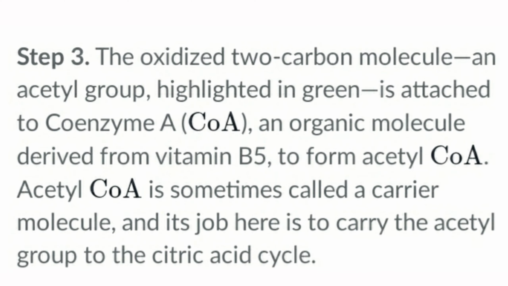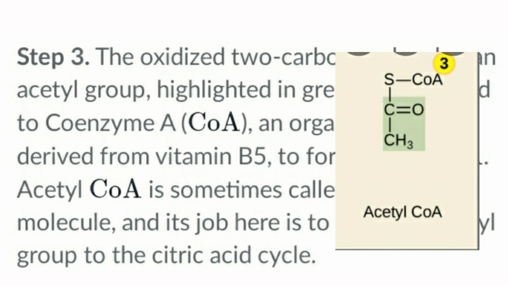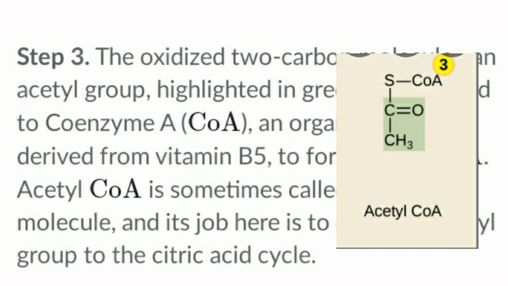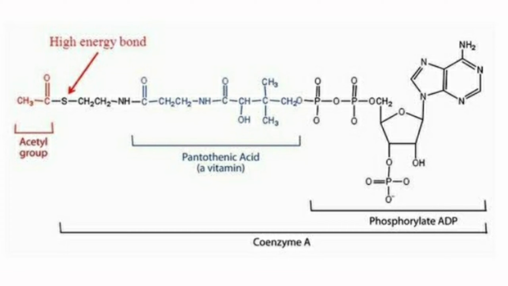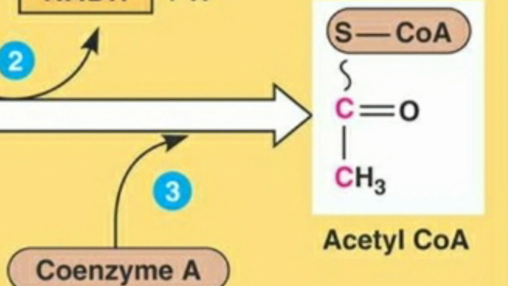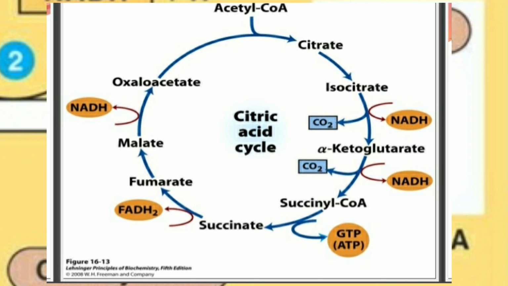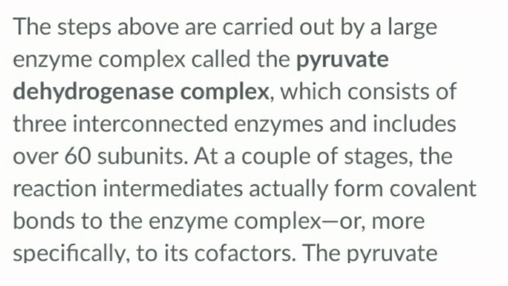The third step: the oxidized 2-carbon molecule, an acetyl group, is attached to coenzyme A. And what is coenzyme A? It's an organic molecule derived from vitamin B5, used to form acetyl coenzyme A. Sometimes this acetyl coenzyme A is called a carrier molecule, and its job here is to carry the acetyl group to the citric acid cycle. The citric acid cycle is nothing but the Krebs cycle, children.